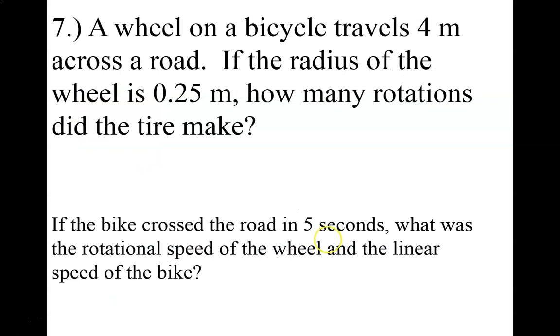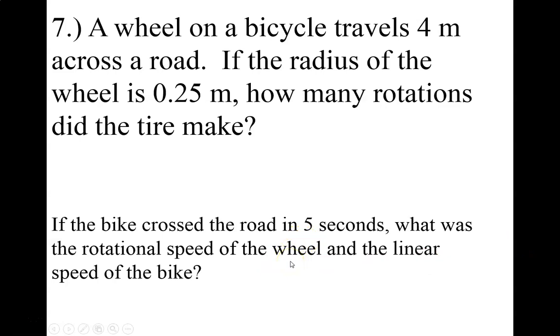Okay, so here we've got a problem. A wheel on a bicycle travels 4 meters across the road. If the radius of the wheel is 0.25 meters, how many rotations does the tire make? And if it does this in 5 seconds, what's the rotational and linear speed of the bike?